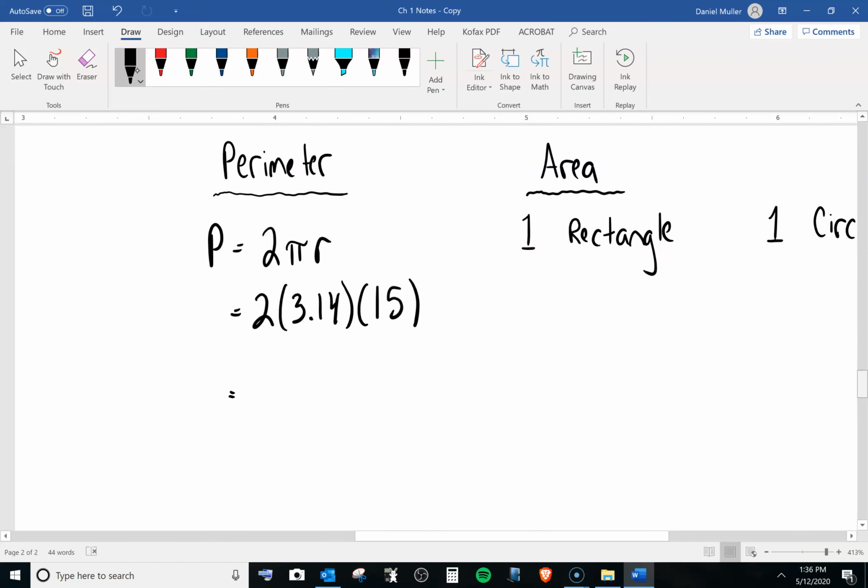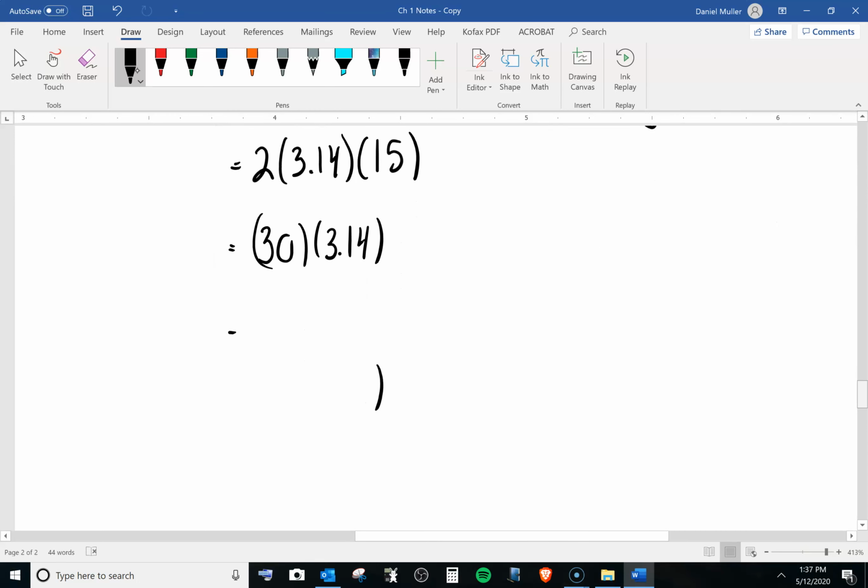So I've got 2 times 15, that'll be the 30. I'll do the easy part first, and then there's the 3.14. I do not know how to do that, so I'm going to go 3.14. I don't know what it is without actually showing my work here.